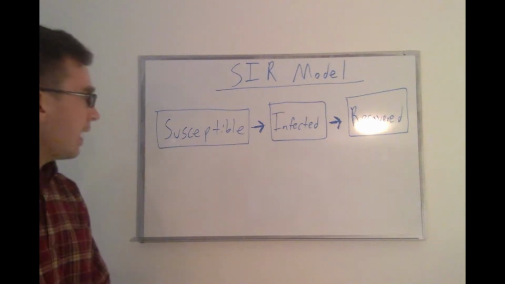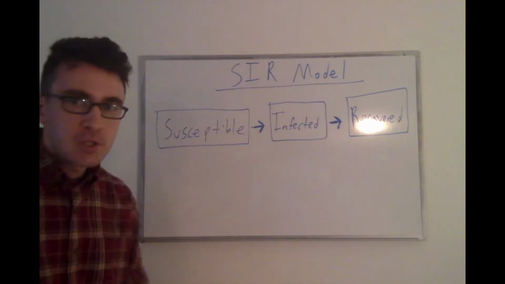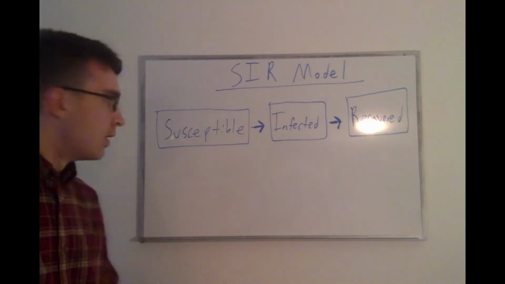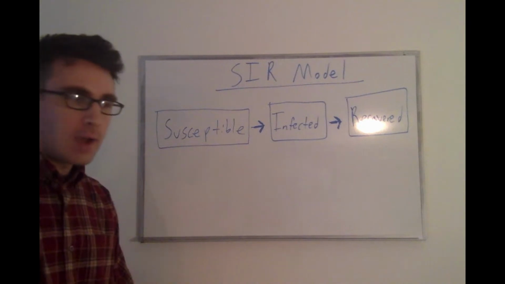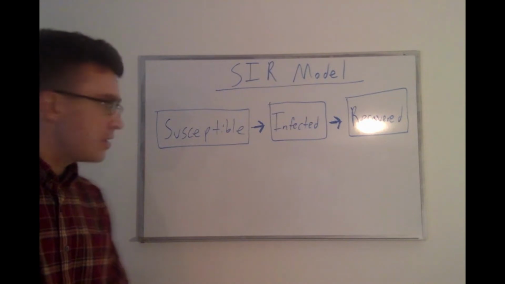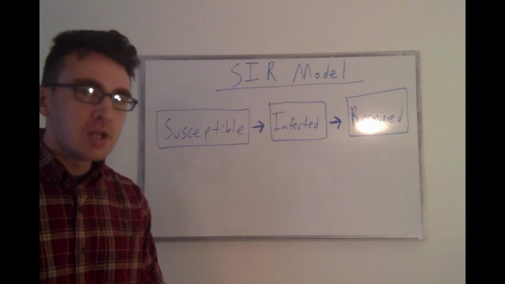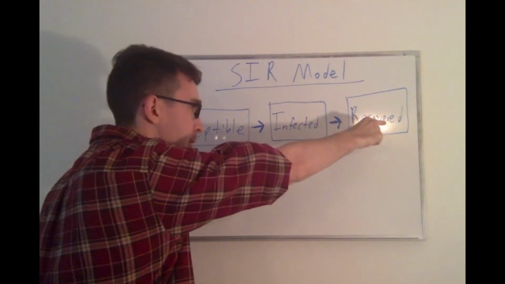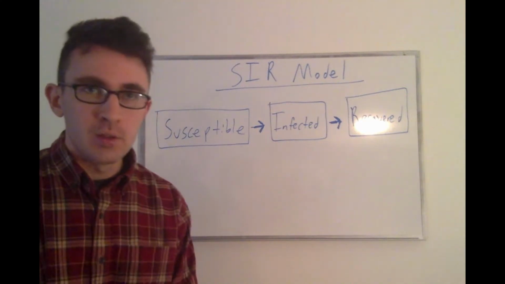Basically the model has three compartments, and the S, I, and R each stand for one of the compartments that the people in this population could fall into. You have the people who are susceptible. That means they haven't encountered the disease yet, so they can be infected by the disease. You have the infected people. Those are people who currently have the disease and can spread it to others. And then you have recovered people. Those are the people that have recovered from the disease. And after you've recovered, you can't catch the disease again.